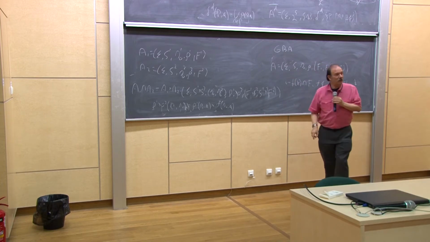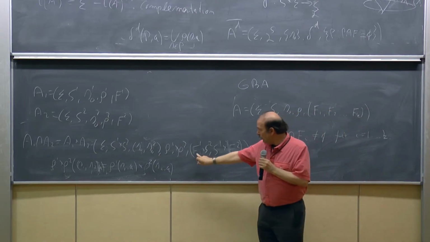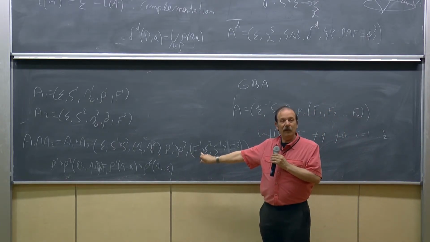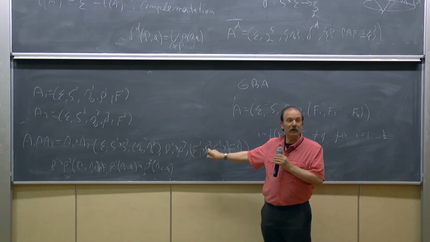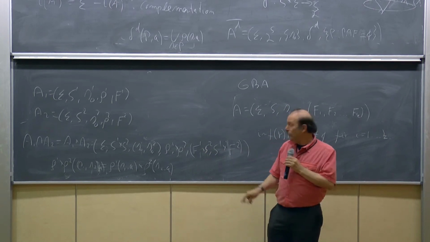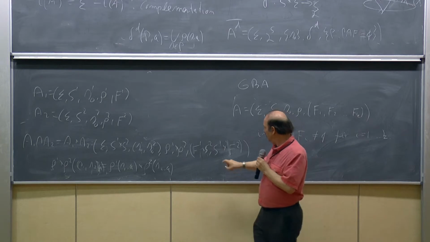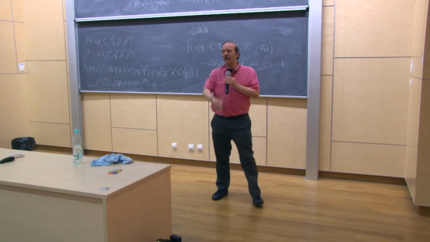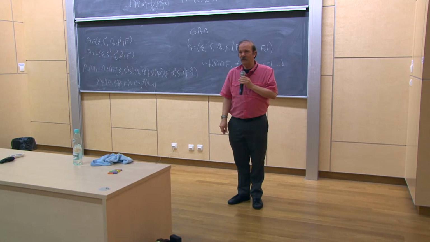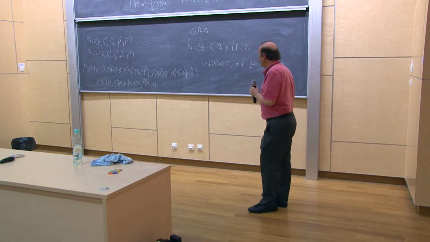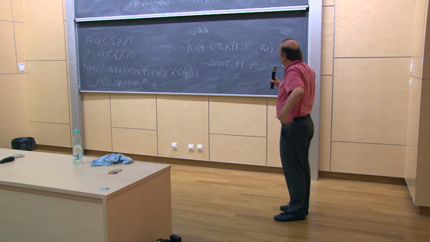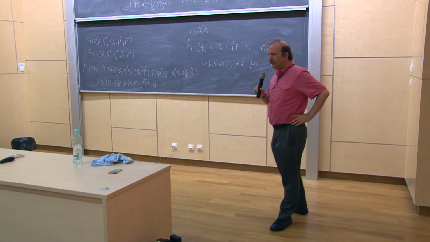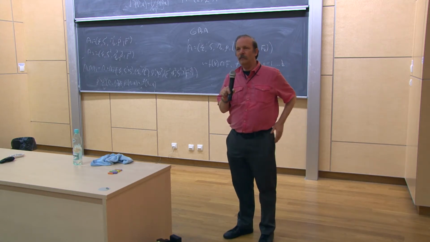So you have two conditions. Here you say you have to visit F1 infinitely often. I don't care what happens in the other track. And this says you have to visit the second track, the second set, infinitely often, and I don't care what happens in the first track. So one question is, okay, we've generalized this. Is it really more powerful?